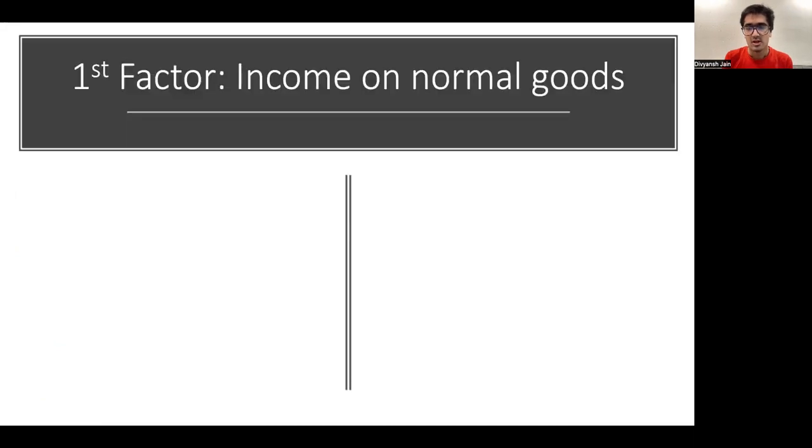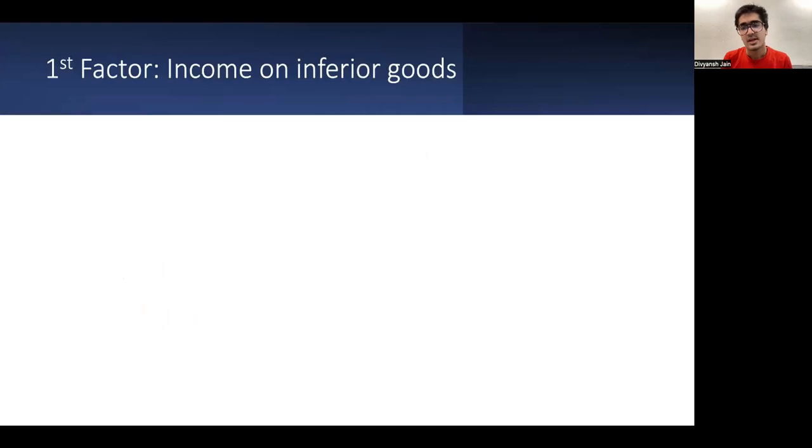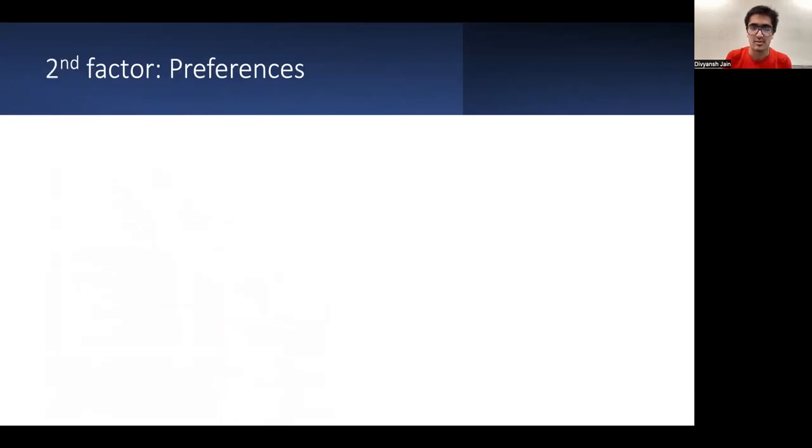A normal good is a good for which, when income rises, the quantity demanded also increases, or the other way around. So let's say if I have very little income, I'll be willing to buy very few items of a particular good. Therefore, the demand curve will shift to the left. Inferior goods are goods for which, when income rises, the quantity demanded decreases, and the other way around. Let's say if I have very low income, I will be able to afford to go to cheap restaurants more frequently. So the demand curve for cheap restaurants will shift to the right.